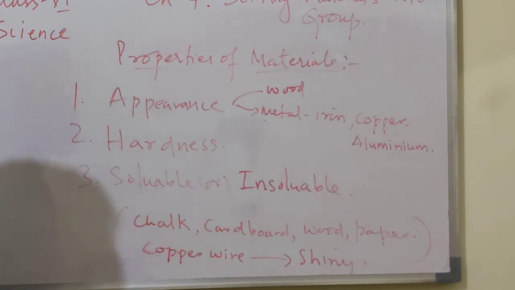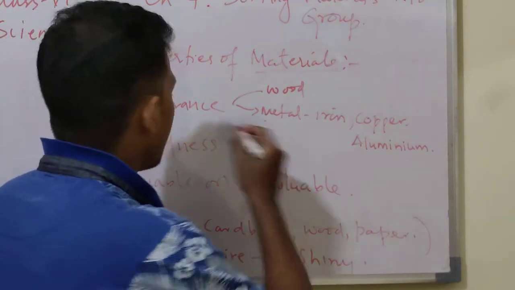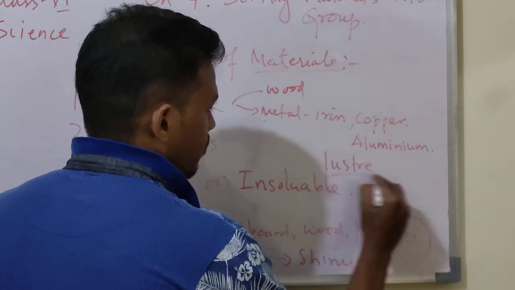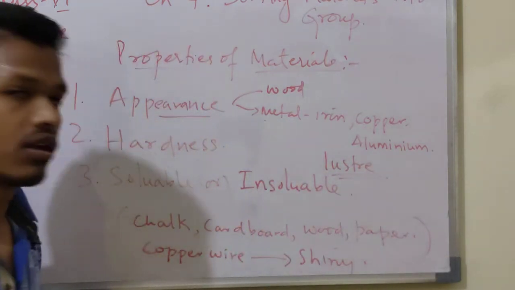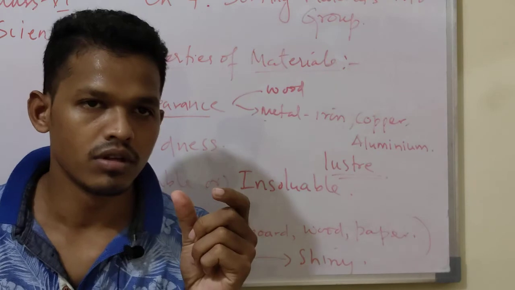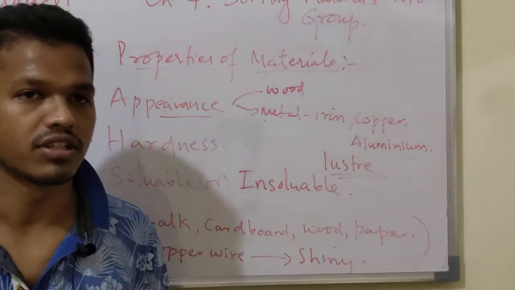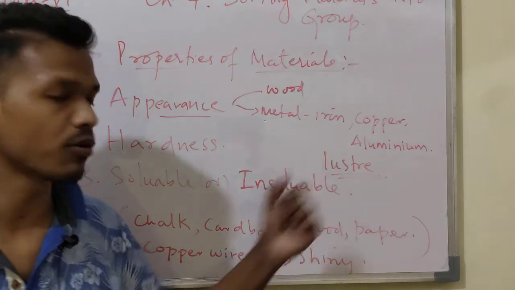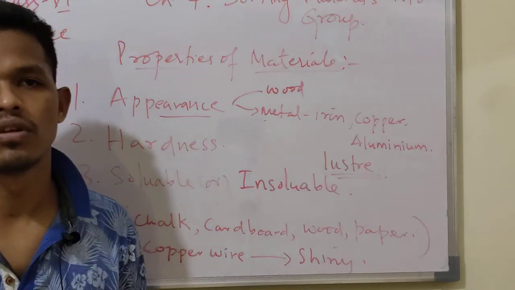That is known as luster. Shiny appearance means luster. Luster means shiny. Gold is most lustrous, and diamond is more than that, though diamond is a non-metal. But among metals, gold is the most lustrous.